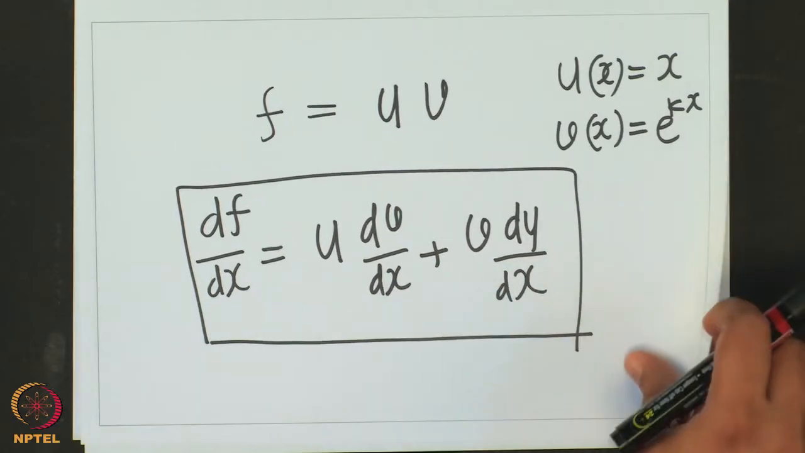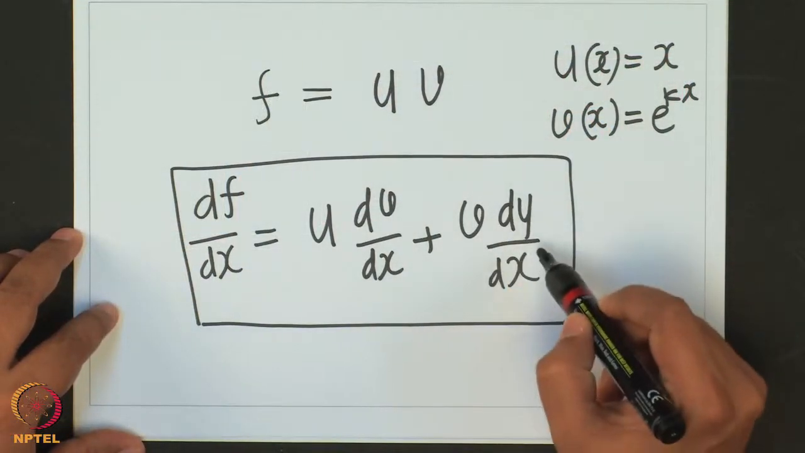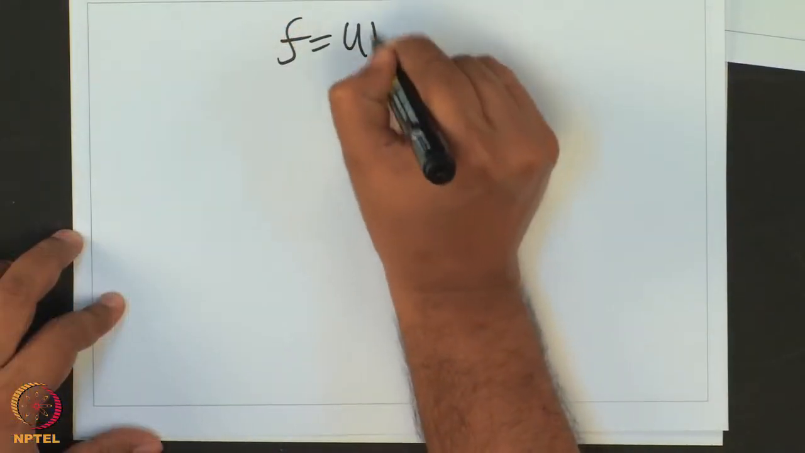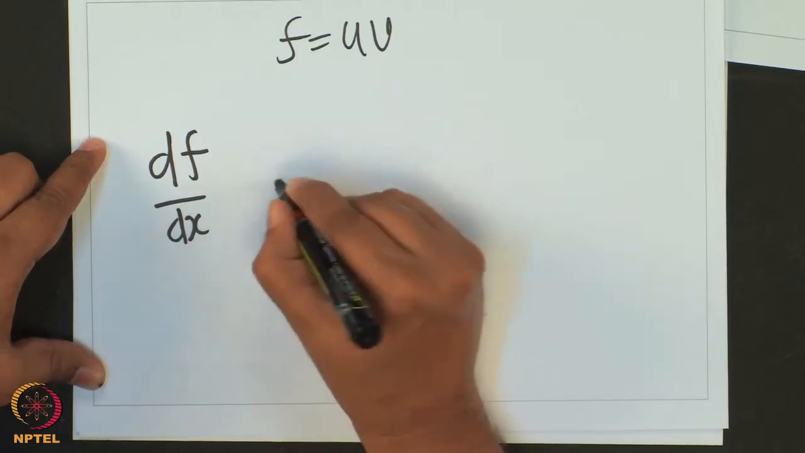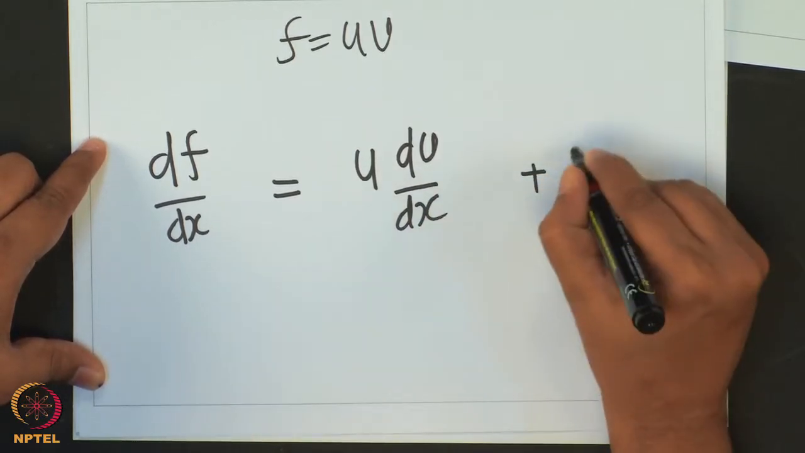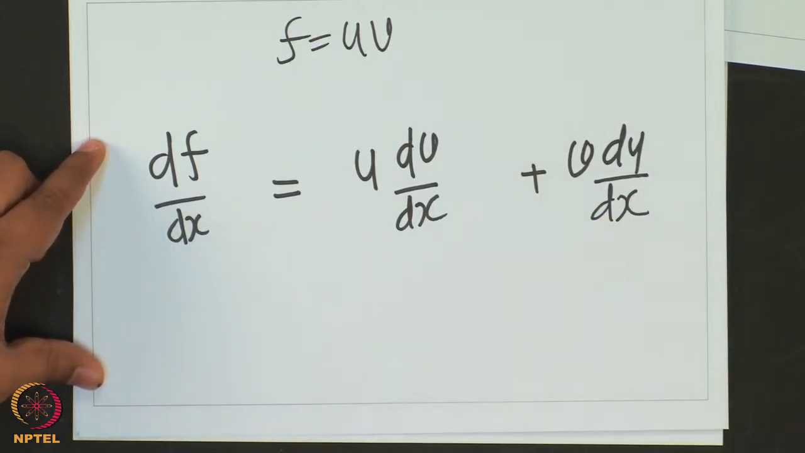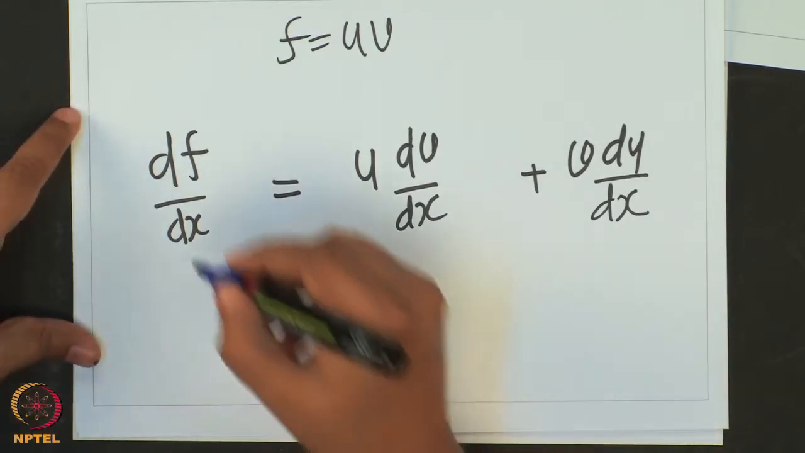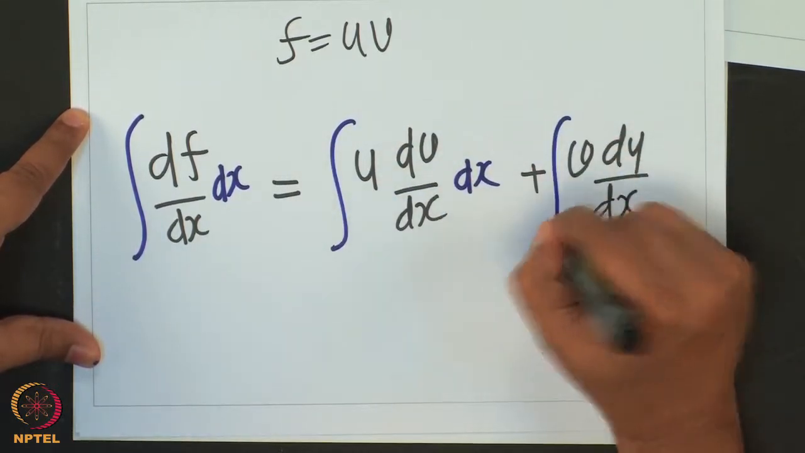So let us think about it. What we have here is df by dx is equal to u dv by dx plus v du by dx. So let us rewrite this once more here. We have f is equal to uv and df by dx is equal to u dv by dx plus v du by dx. I can integrate this everywhere multiplying with dx. So let us say I want to find the integral of this. Is the same as the integral of this plus integral of this.